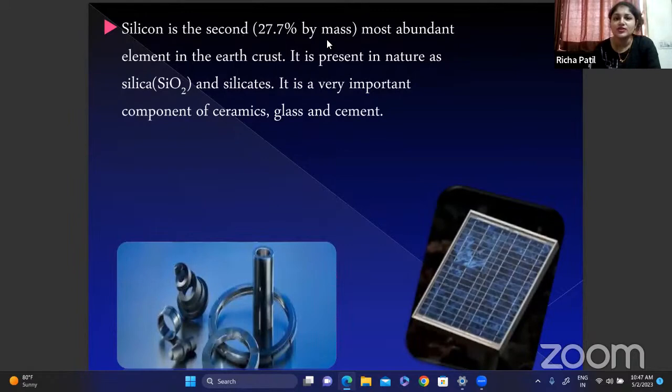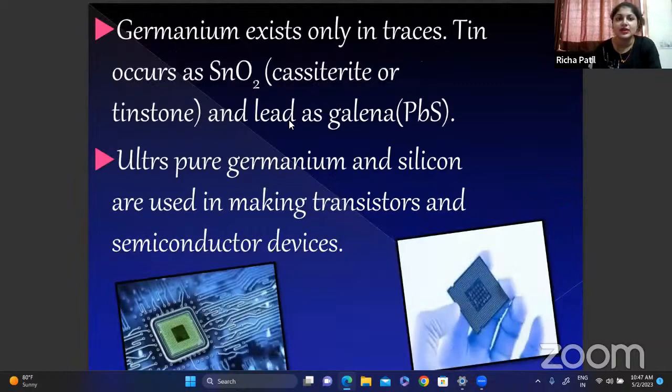Next is silicon. Silicon is the second most abundant element found in the Earth's crust. It is present in the form of silica and silicates. It is the most important component of ceramics, glasses, and cements. Germanium occurs only in traces.